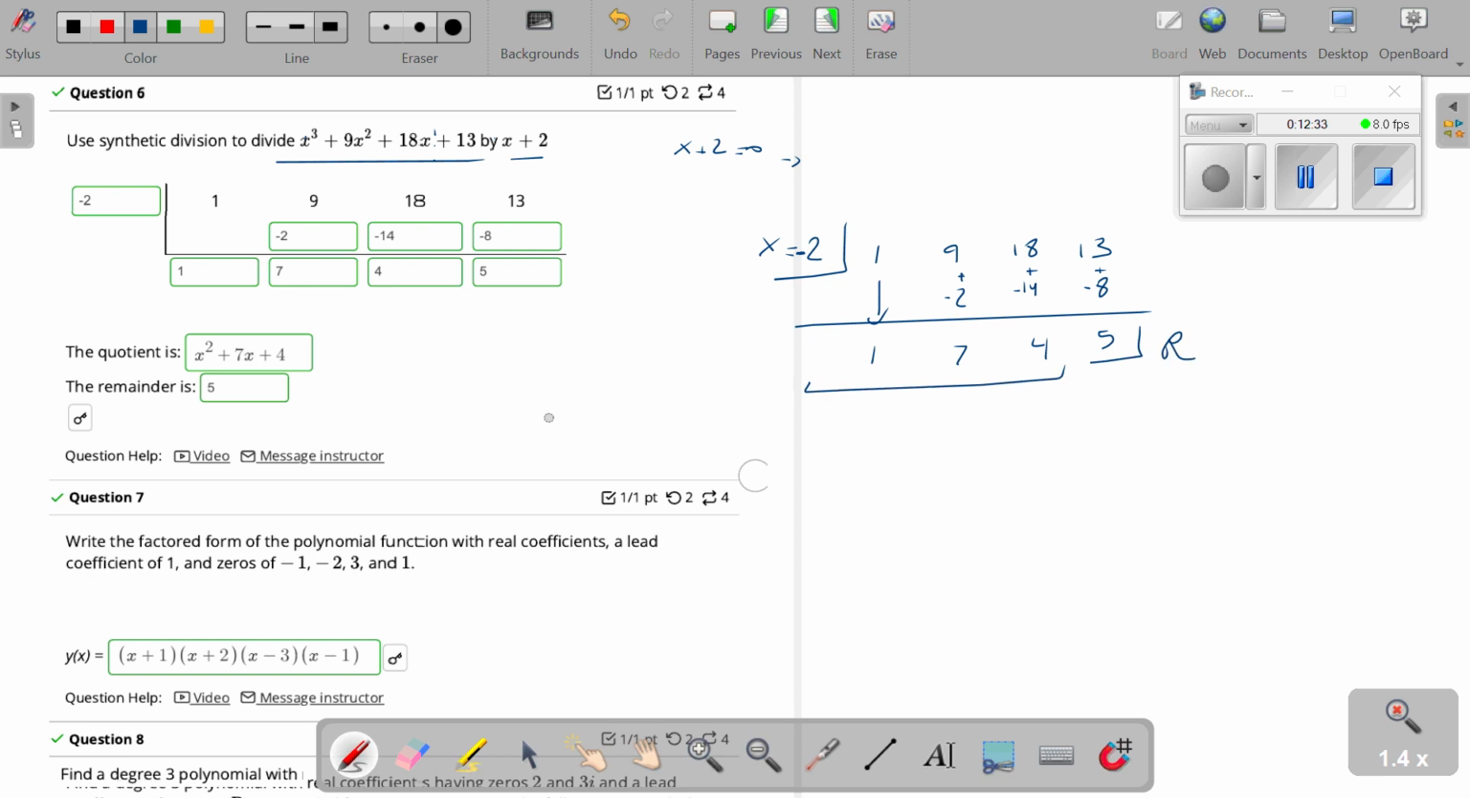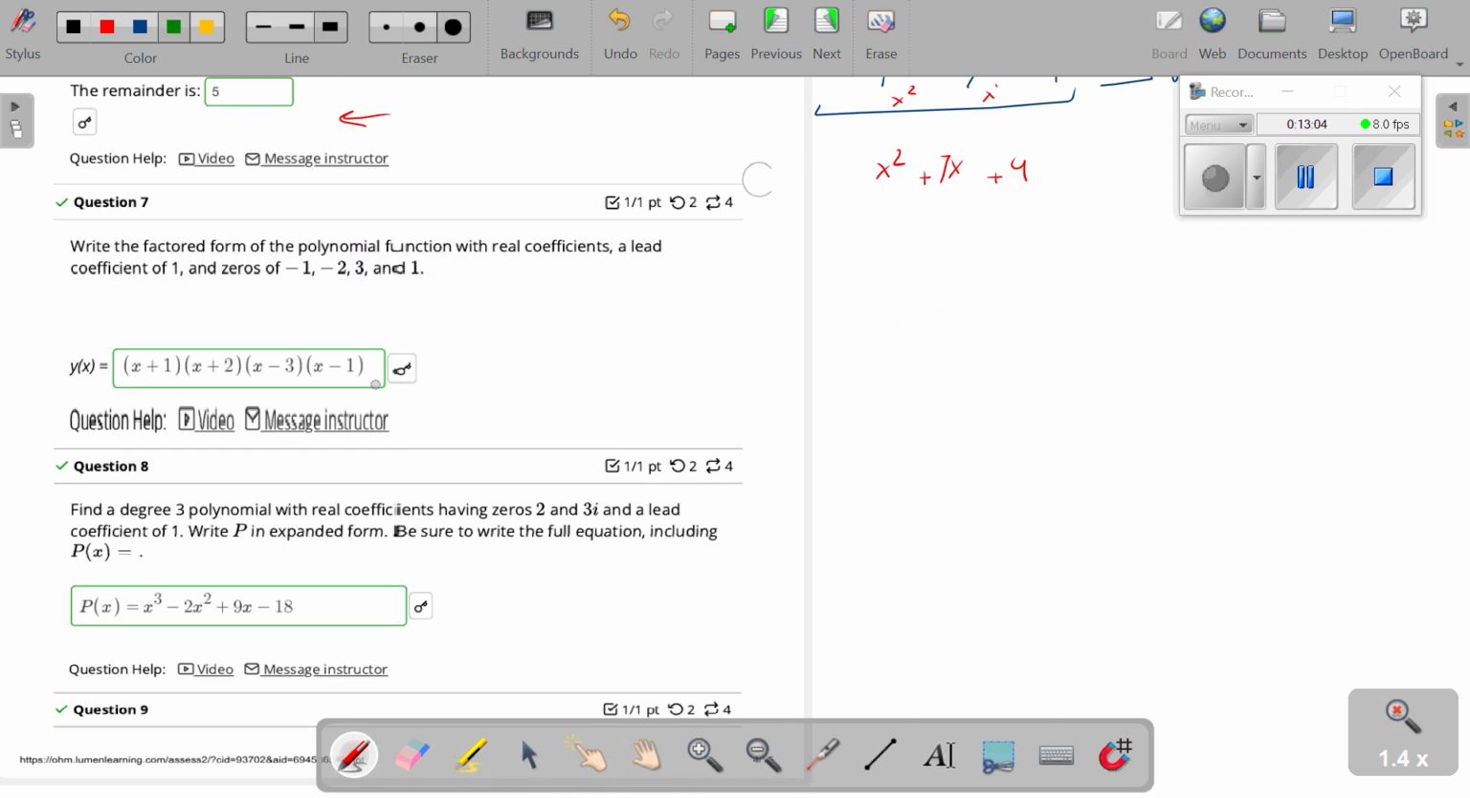And what you see here, these are the coefficients of the quotient. That means this is a constant term. Next one is x to the power of 1. And next is x to the power of 2. So your quotient will be 1 times x squared, which is just x squared, 7 times x to the power of 1, that's 7x, plus the constant term. So that's the quotient, and the remainder is r.